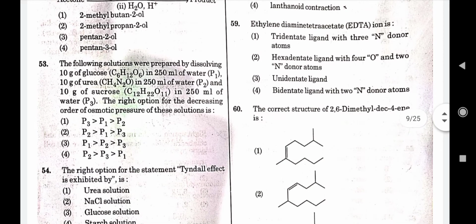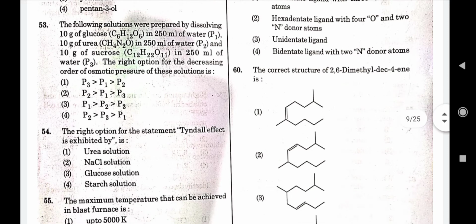Coming to question number 53. The following solutions were prepared by dissolving 10 gram of glucose into 50 milliliter of water with pressure P1, 10 gram of urea into 50 milliliter of water, pressure P2, and 10 gram of sucrose into 50 milliliters of water, pressure P3. The right option for the decreasing order of osmotic pressure of these solutions is. इसका जो correct option है that is option 2, P2 greater than P1 greater than P3.